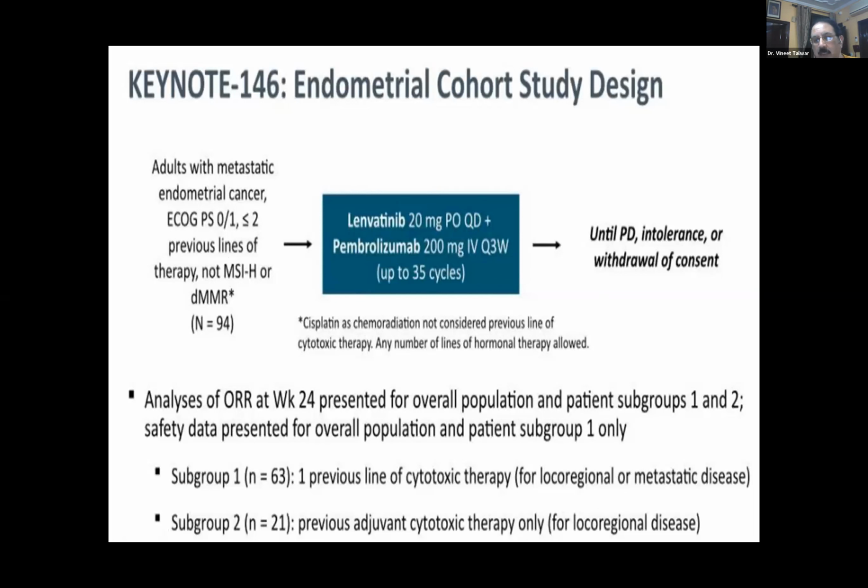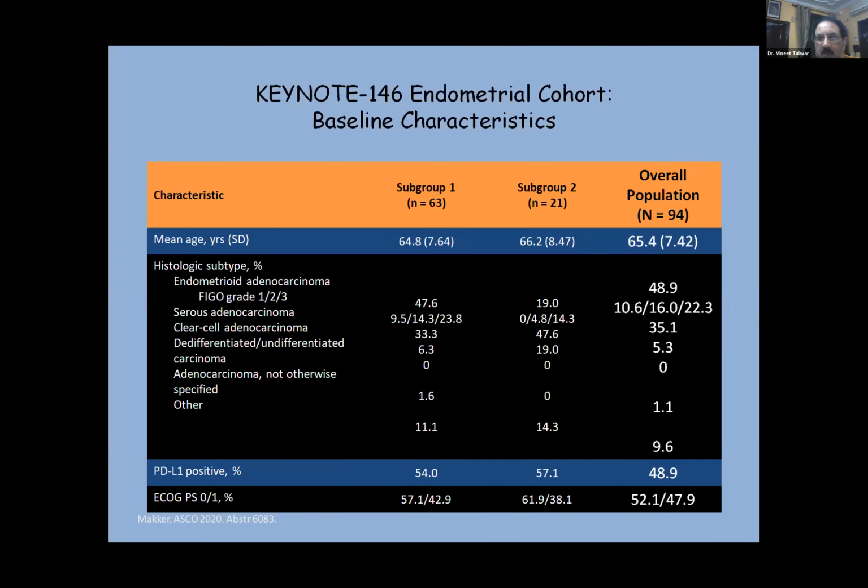An analysis was done at about 6 months. And this was the baseline characteristics. You find that both the subgroups, that is subgroup 1 and subgroup 2, were equally divided. One was the one which had the advanced group, 2 was the one which had the loco-regional group. And all these patients included endometrioid, serous and clear cell carcinomas. There was a good performance status in this, and PD-L1 positivity was about 50% in both the cases.